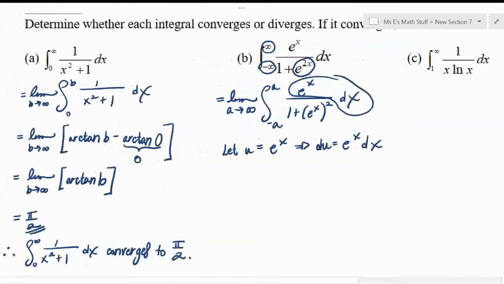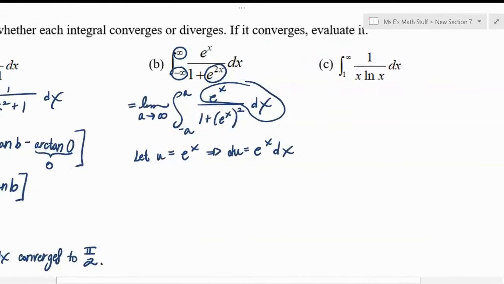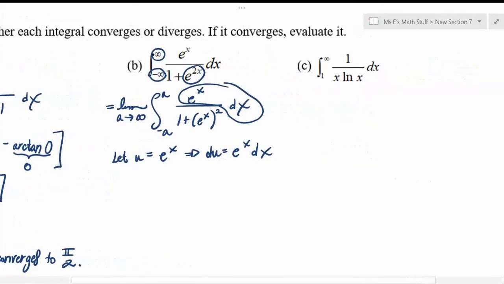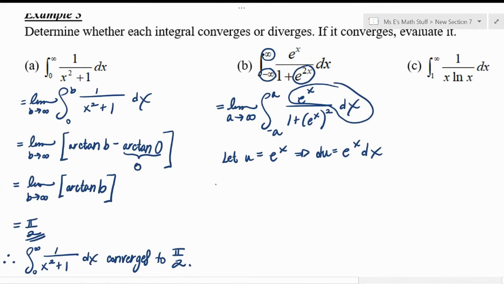Okay, so let's see, what would I then have to do? Anyway, sorry. I'm just going to have to leave it like this. So what would we have then? I'm going to change some bounds and stuff like that. Integrand first. So e to the x dx is just du. And then on the bottom, I'd have 1 plus u squared. And then I'm going to go ahead and change my bounds.